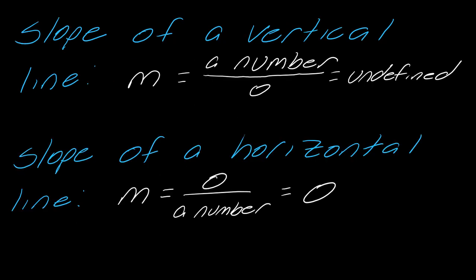The slope of a vertical line, what will happen is that you get a number over 0. This results in the slope of a vertical line being undefined. And then the slope of a horizontal line, you get 0 over a number, and that just becomes 0. So 0 in the denominator is a problem. 0 on the top is okay. So just the thing to remember.